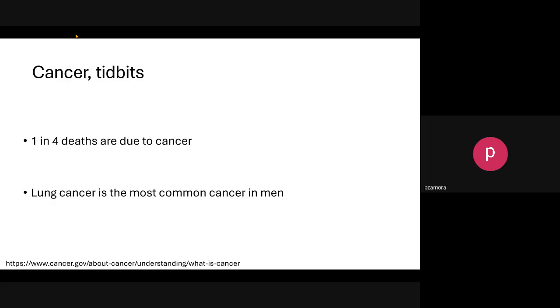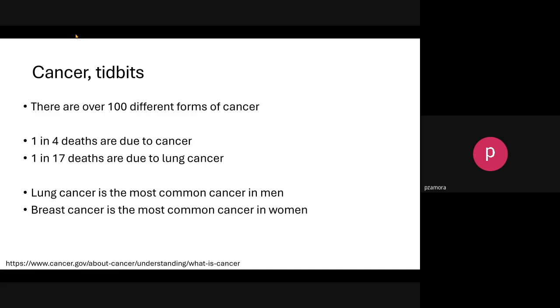Just a couple of tidbits. This somehow got cut off, but 1 in 4 deaths are due to cancer. 1 in 7 deaths are due to lung cancer. I want to point out that lung cancer is the most common cancer in men, and breast cancer is the most common cancer in women. So we'll use that as sort of a foundation to start to build on. Okay, there it is. There are also 100 different forms of cancer. There's the rest of the stuff.